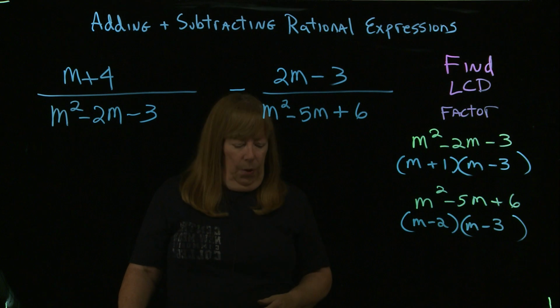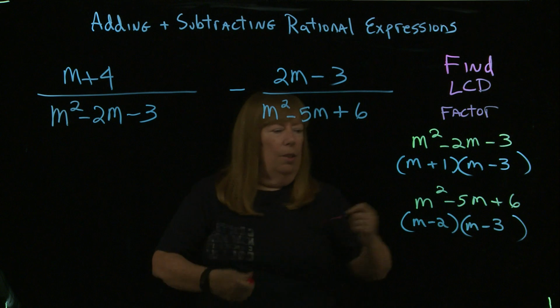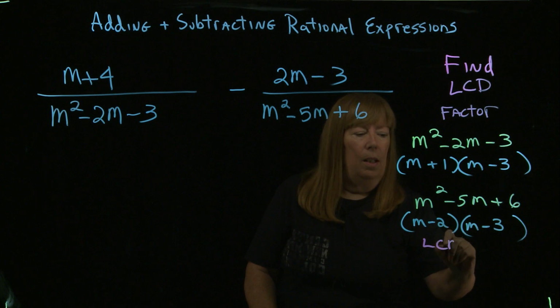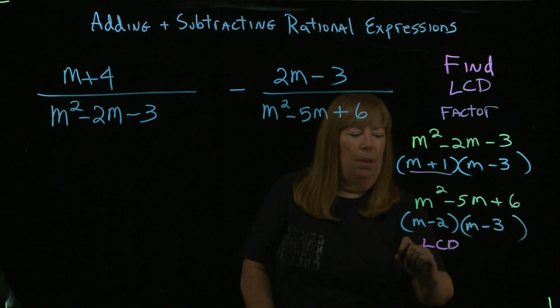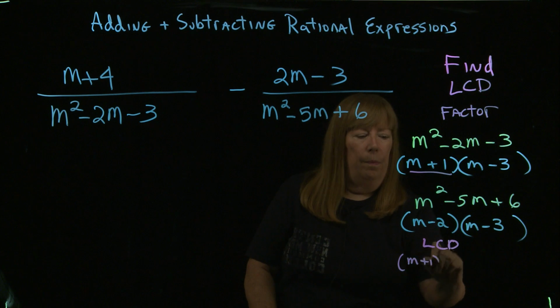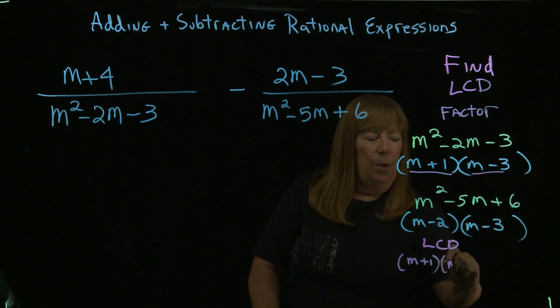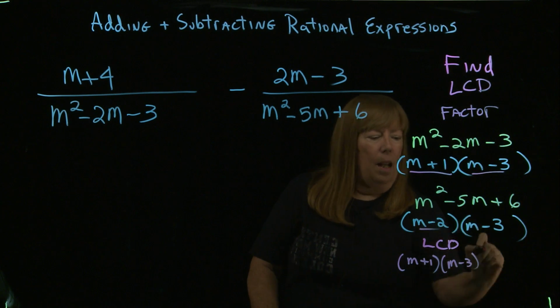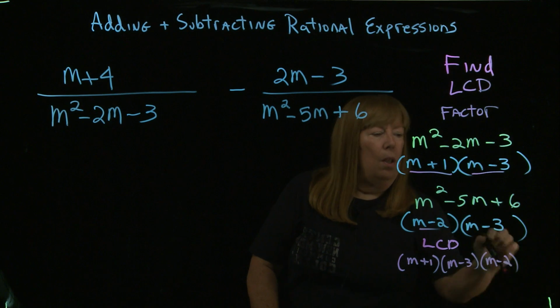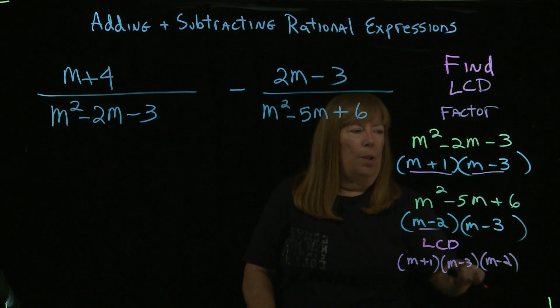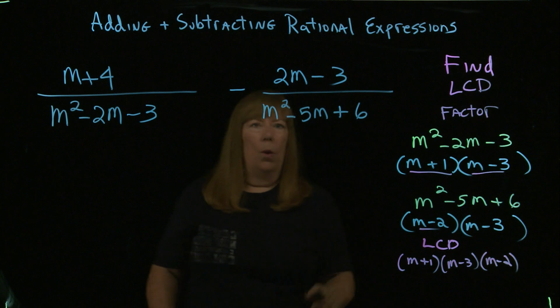Okay. So then our least common denominator is going to be m plus 1 times m minus 3 times m minus 2. We already had an m minus 3, so we don't need another one. You only need one of those.